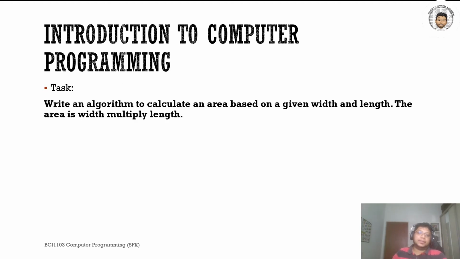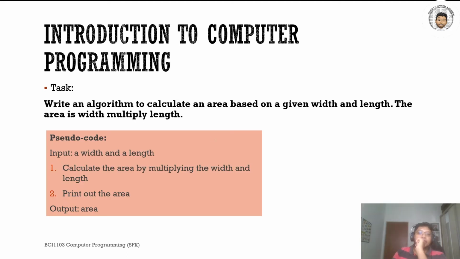So given an example here: write an algorithm to calculate an area based on given width and length, where the area is width multiplied by length. This is a task for you to write a program. Here you can see how you can write an algorithm to calculate area from variables width and length. Basically, it's a simple task.